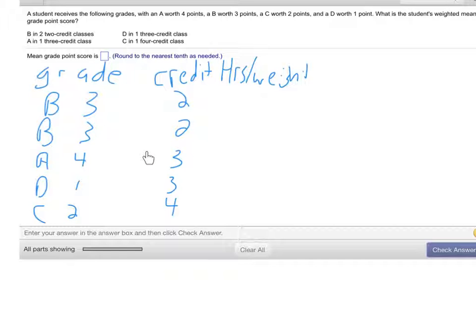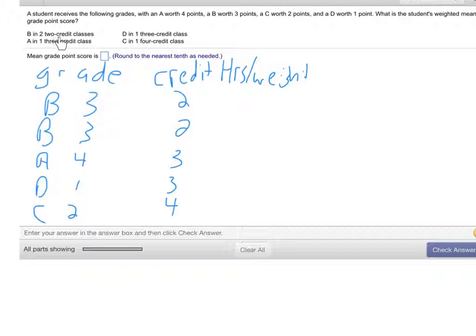It's about figuring out your GPA. A student received the following grades. An A is worth 4 points, B's worth 3, C's worth 2, and D's worth 1. What is the student's weighted mean, or GPA?